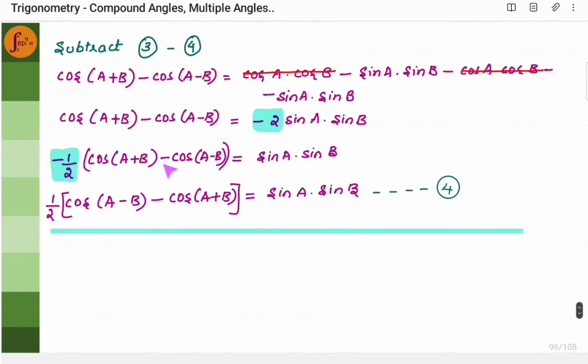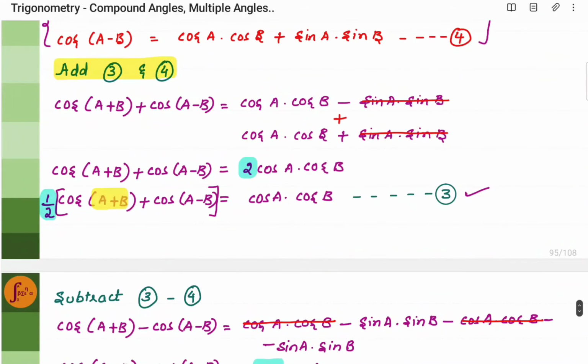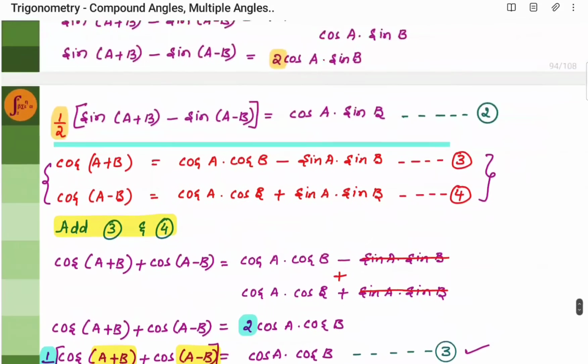Now I'll multiply with minus, so this minus and minus is going to become plus. So it's going to become cos(a-b) minus cos(a+b). So we have got the fourth formula also, right? Just remember this. In the fourth formula, it is a minus b first and a plus b second because of this minus sign, unlike the other formulas. In other formulas, we have a plus b first and a minus b later.